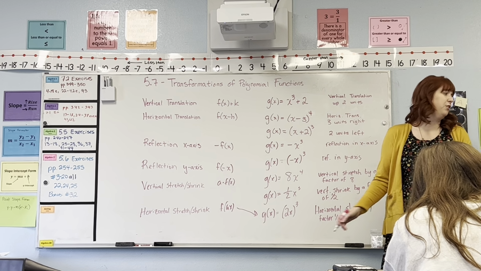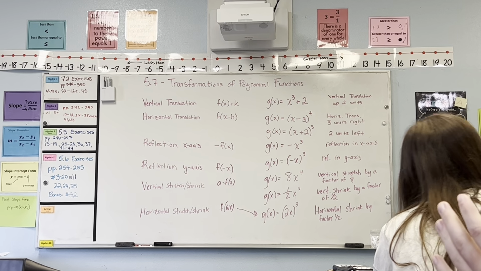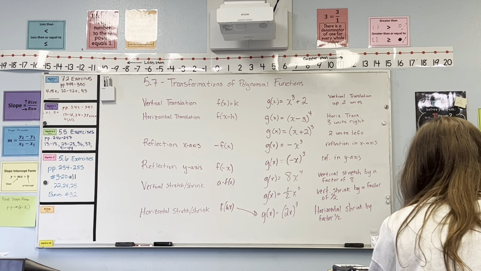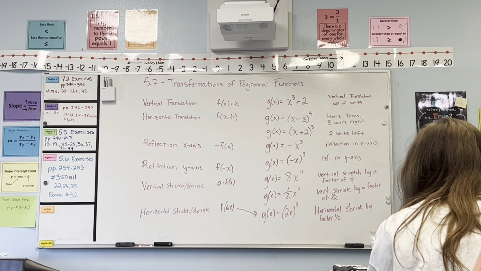This one makes my brain just turn. I've taught this for like 6 years and it still makes me confused. It's so weird that the exponent doesn't mean anything, right? It just determines the shape. It doesn't mean anything for the transformation. Yes, we're done with exponents for now. 2 times is half.